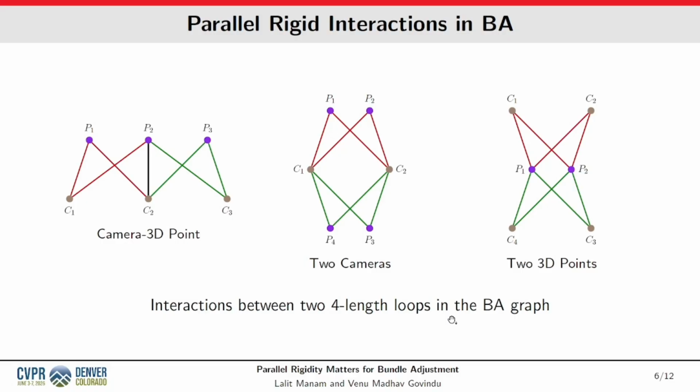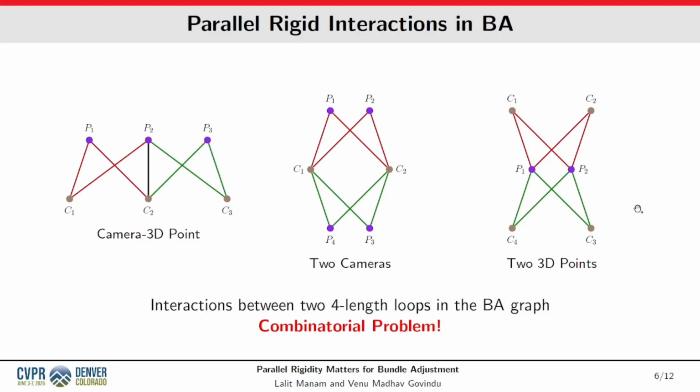Hence, we look for the interactions of the 4-length loops in the bundle adjustment graph, where we see that they can interact either with a common camera and 3D points, or with two common cameras, or with two common 3D points. These interactions are parallel rigid. That means they lead us to a unique solution. But checking all those interactions is a combinatorial problem, and it explodes with increasing number of cameras and 3D points for large-scale scenes.